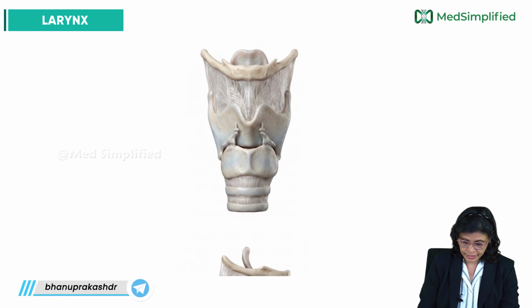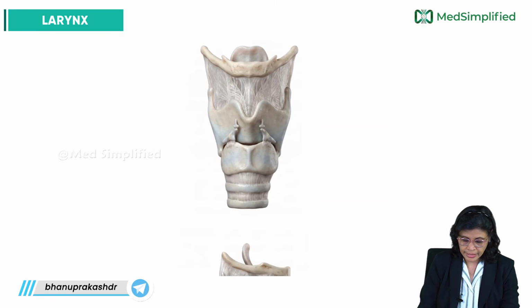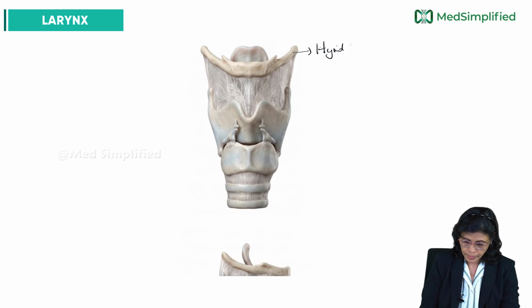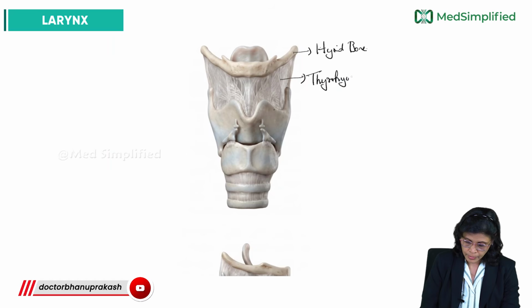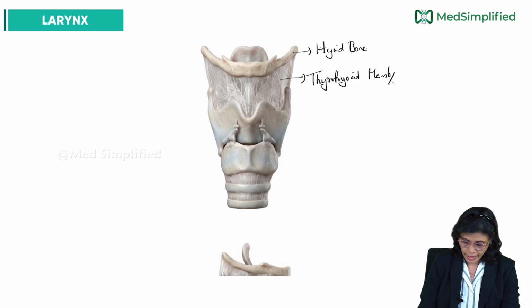So we have here, this is the hyoid bone. From the thyroid cartilage to the hyoid bone, this is the thyrohyoid membrane, and from the cricoid to the first ring of the trachea, here we have the cricotracheal ligament.